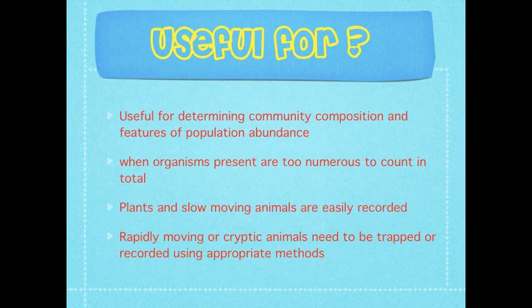Then, when is it useful? First of all, it's useful for determining community composition and features of population abundance. It's also useful when organisms present are too numerous to count in total. Plants and slow-moving animals are easily recorded, but rapidly moving or cryptic animals need to be trapped or recorded using another appropriate method.